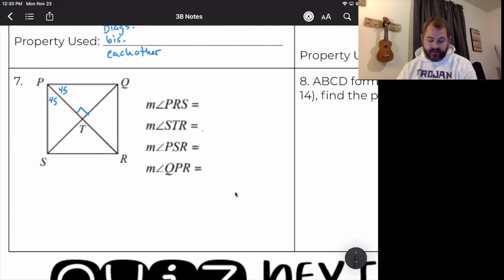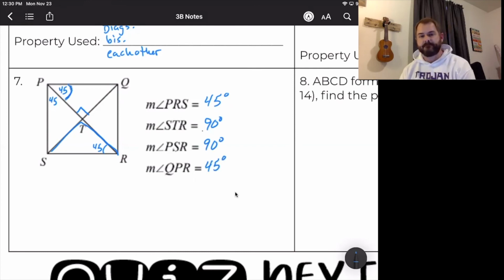So when it says angle PRS, PRS is this angle here, that's 45 degrees. When it says angle STR, that's that angle, that's 90. PSR is another right angle at the corner of the square. And QPR is another 45-degree angle. It's this one here. Okay?